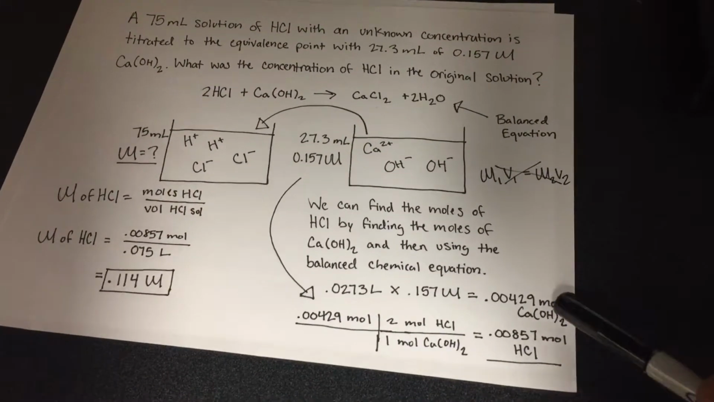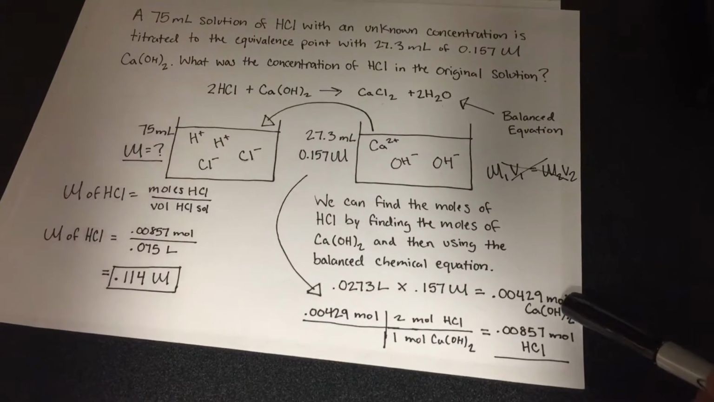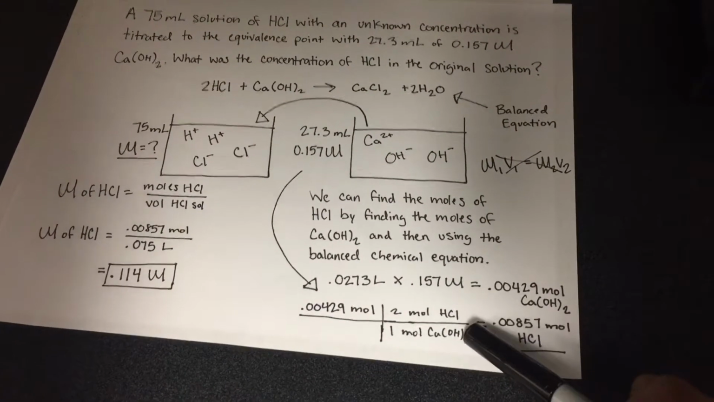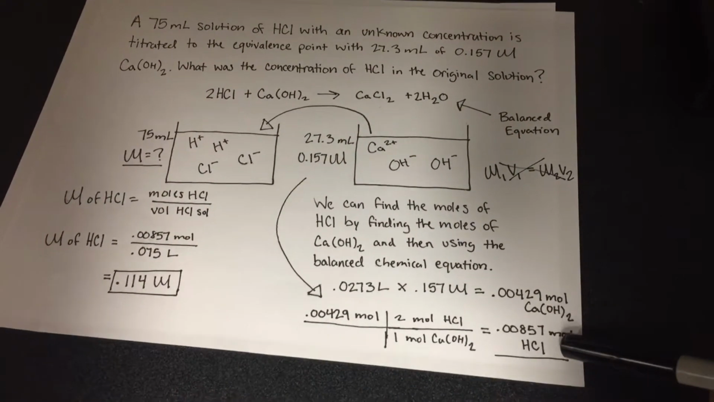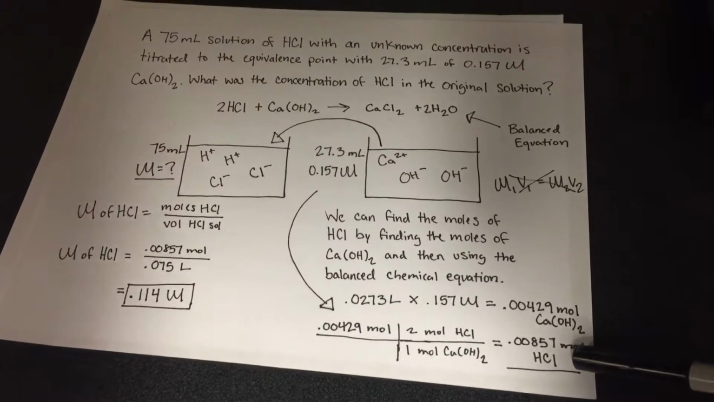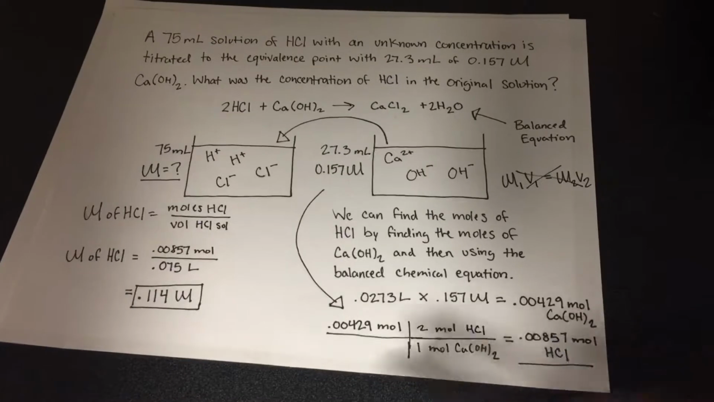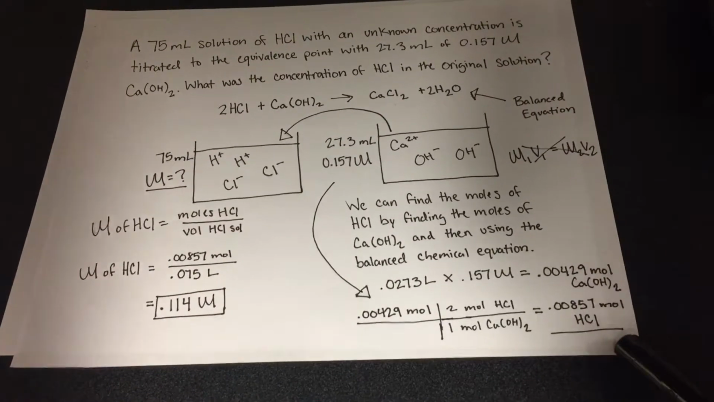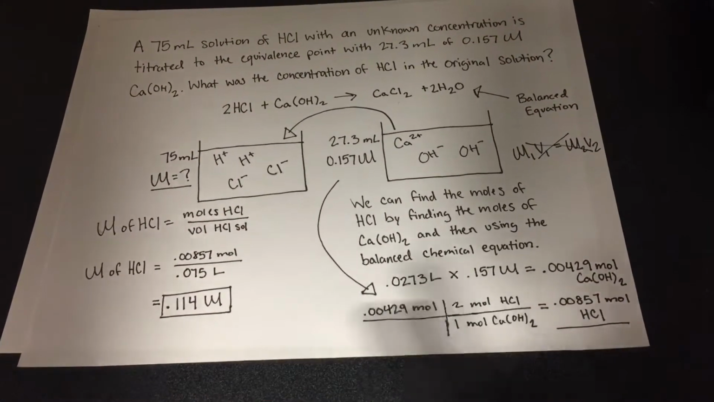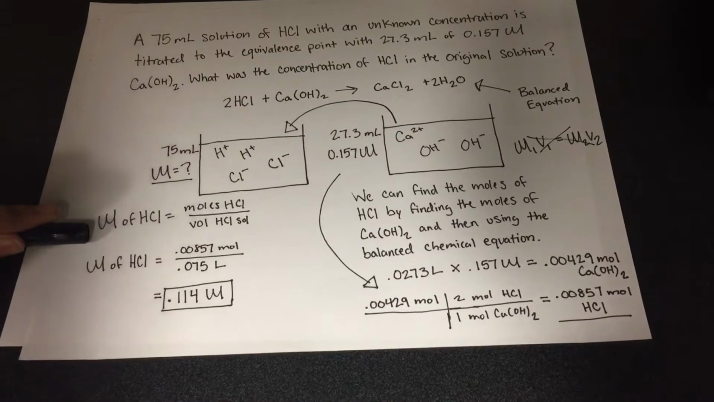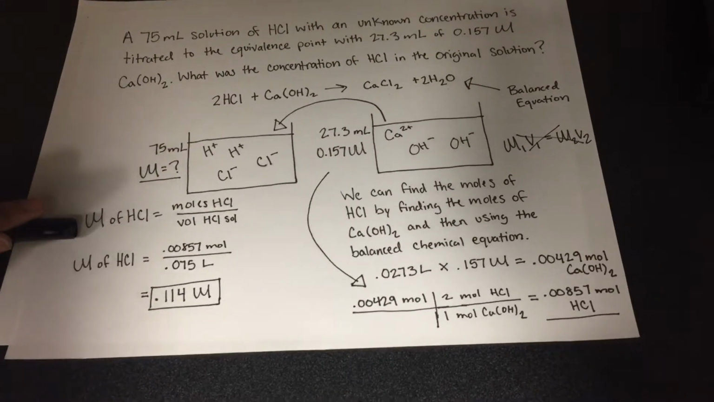So we can take the moles of calcium hydroxide and multiply it by 2 to get the moles of hydrochloric acid, which equals 0.00857 moles. So now that we have the moles of hydrochloric acid, we can plug it back into our original equation to find the concentration.